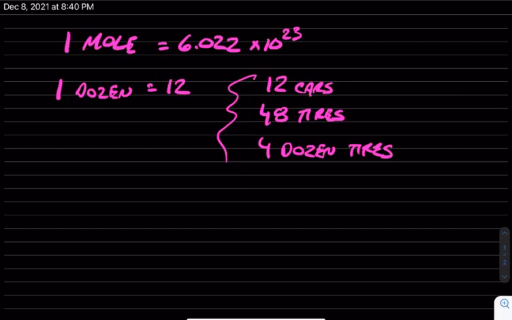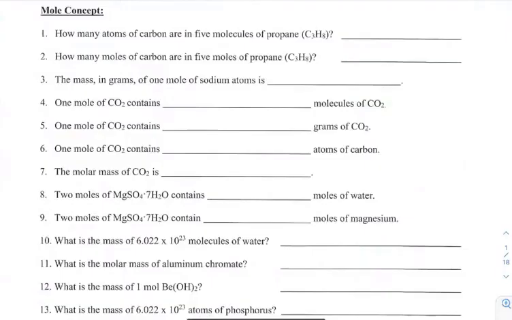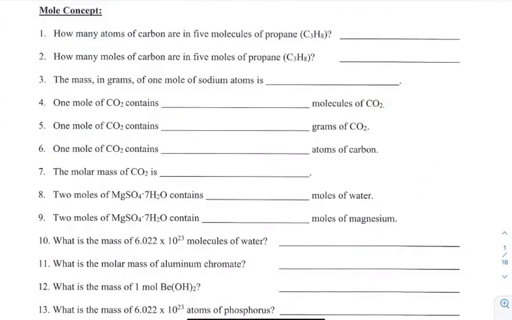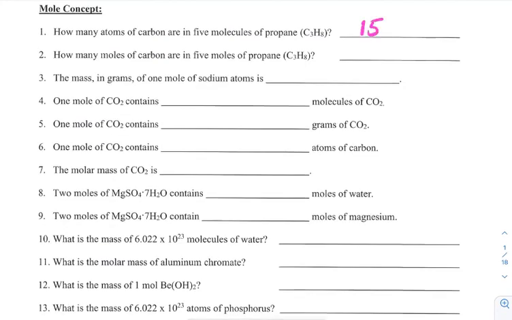So let me go to some chemistry problems and actually show you how some of these might look if you're working through them. In question number 1, it says how many atoms of carbon are in 5 molecules of propane. So we're dealing with individual molecules. Each molecule of propane is C3H8, so it has 3 carbons. So if I have 3 carbons per molecule and I have 5 molecules, I simply take 3 times 5 and you would say you have 15 atoms of carbon.